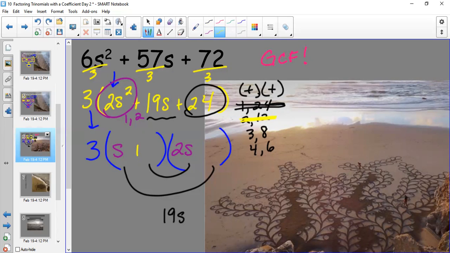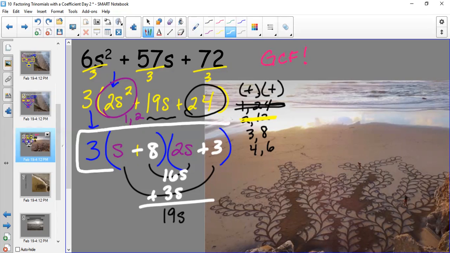Okay, we want to try 3 and 8. I'm going to put the 8 probably with the 2 to give us a bigger number when I multiply them. So 8 times 2 gives us 16. I'd put a plus 3 here. 1 times 3 is 3. So that's 16x plus 3x. That does give us 19x. All right, so our final answer, again, don't forget the 3 out front: 3, and then our two binomials are x plus 8 and 2x plus 3.